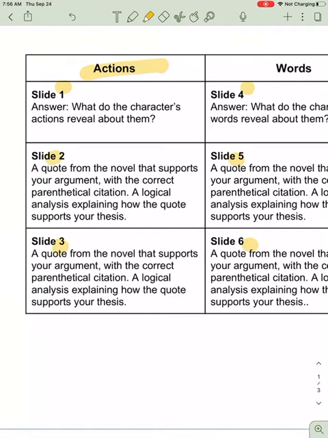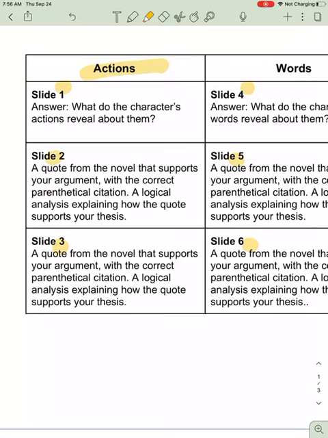In your first slide, you're going to answer this question. What do the character's actions reveal about them? In Chapter 1, Tom's actions reveal that he is... In Chapter 1, Daisy's actions reveal that she is... what? So you're going to answer this question on the slide.